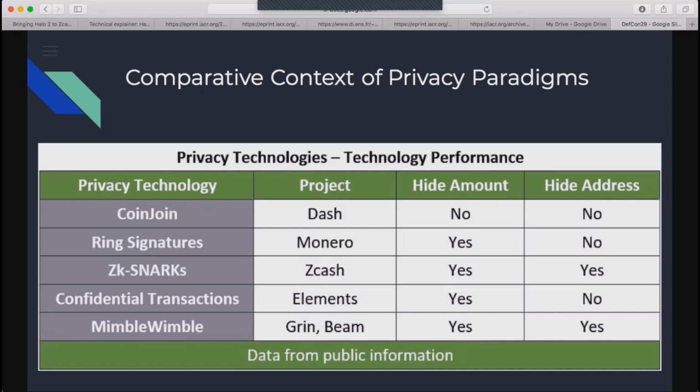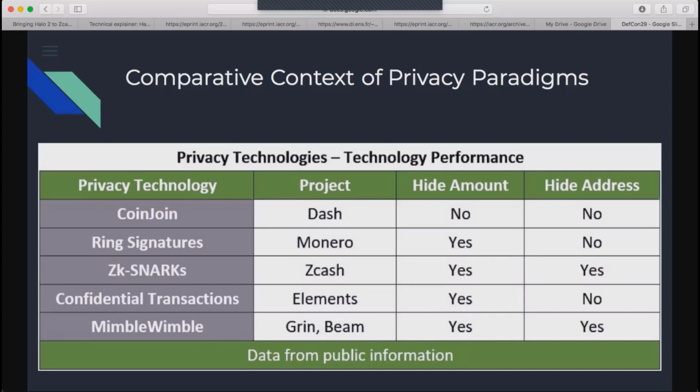ZK Snarks is the zero knowledge proof system used in Zcash and many other protocols. Along with it, we have other privacy technologies like CoinJoin, ring signatures, and Mimblewimble. You can see which projects have implemented these privacy preserving technologies. CoinJoin was used first in Dash, ring signature, another milestone, another revolutionary privacy preserving technology, is used in Monero, and Mimblewimble used in Grin and Beam.